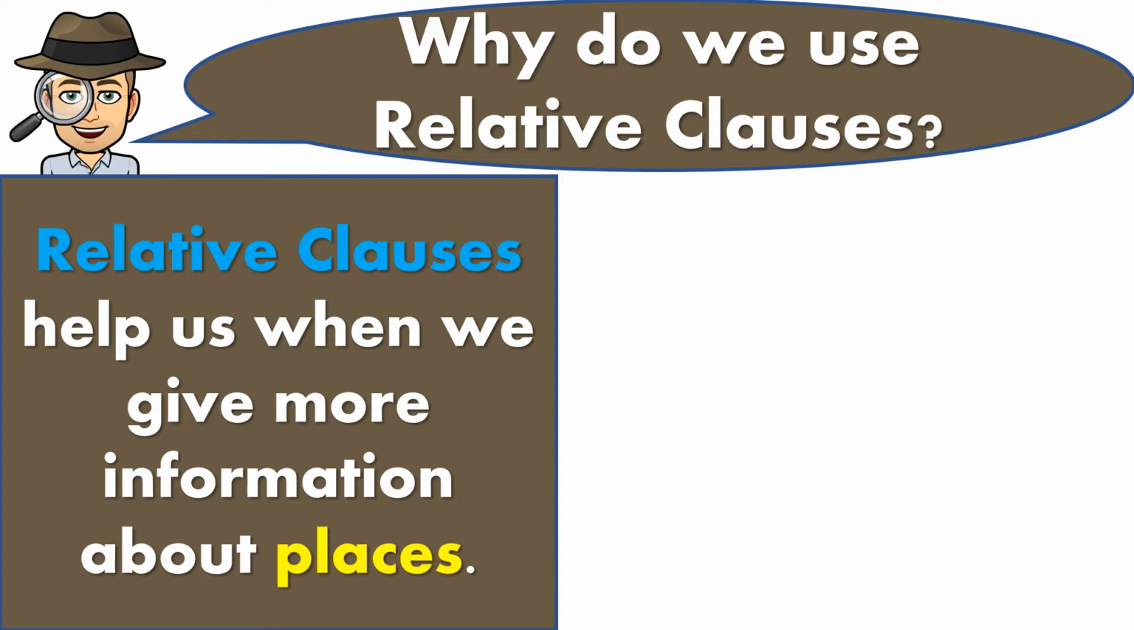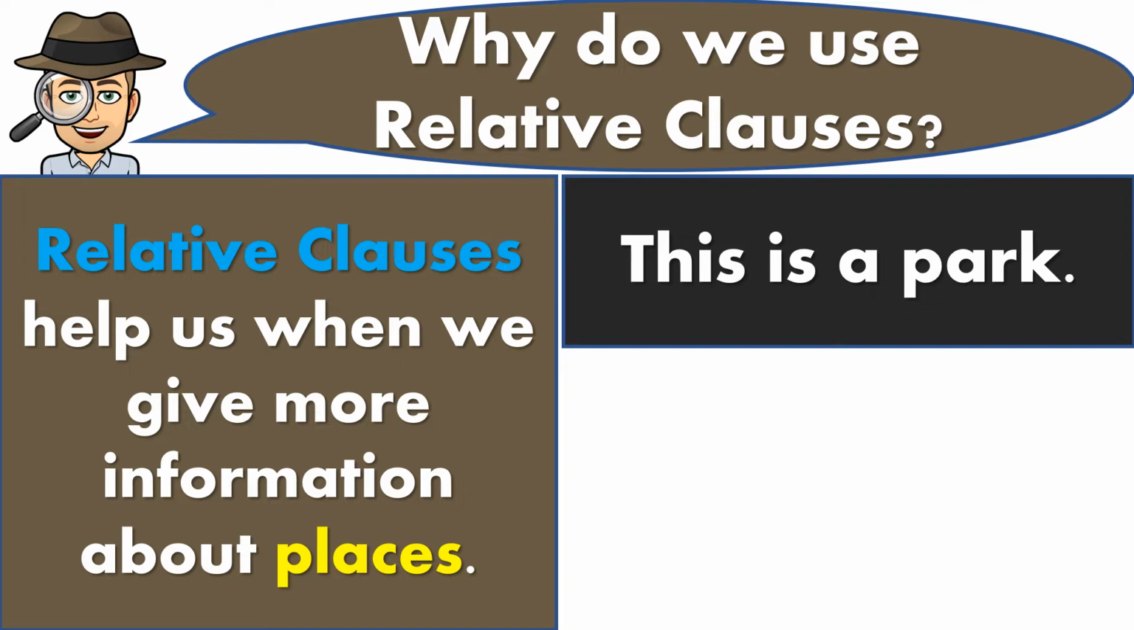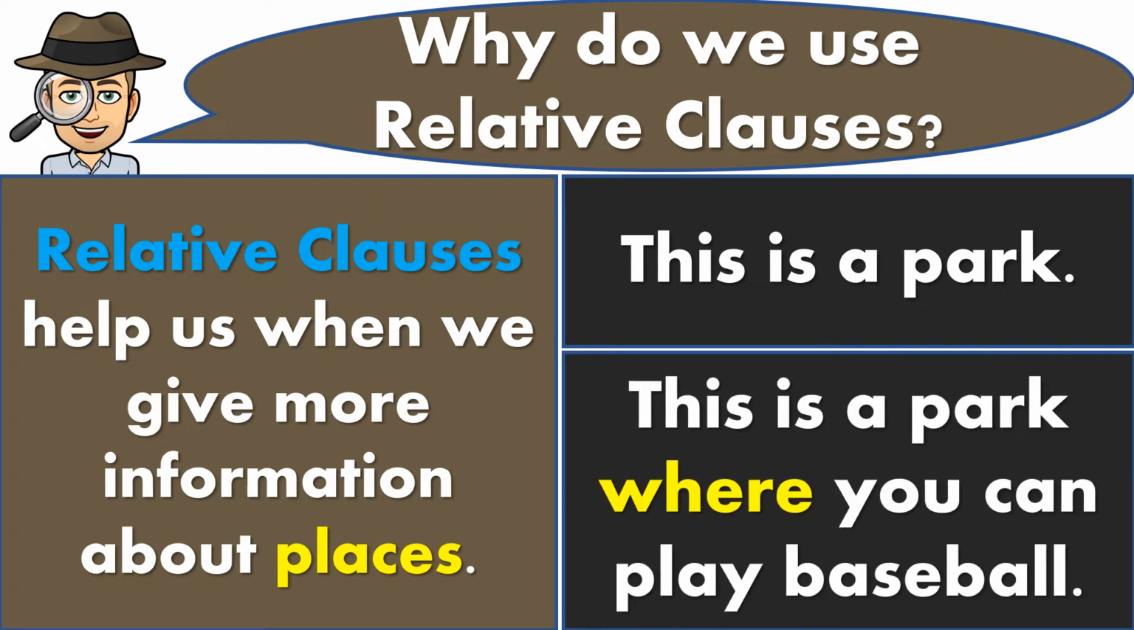And if we're going to give more information about places, we could say this is a park. Okay, that's kind of a boring sentence. How can we give more information? Well, we could say a lot of things about the park, but we'd have to start the relative clause with where. This is a park where you can play baseball. Sounds like fun.